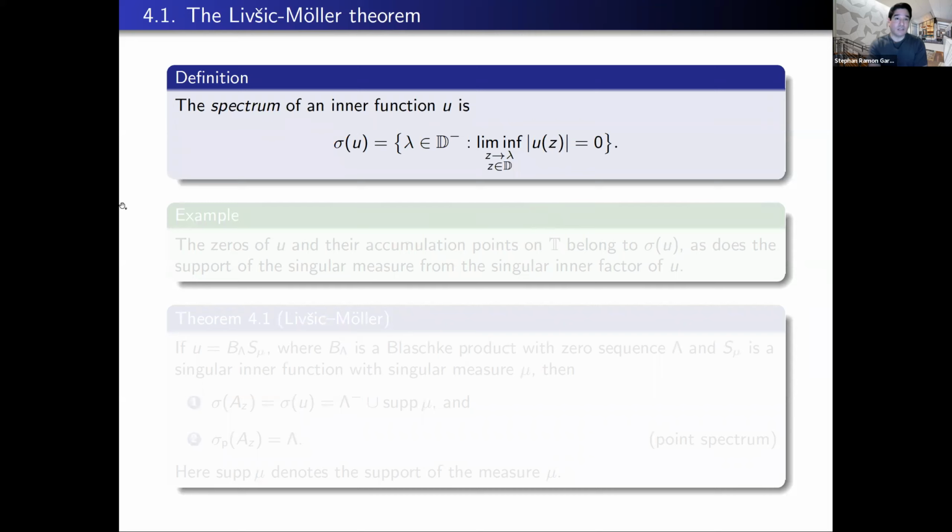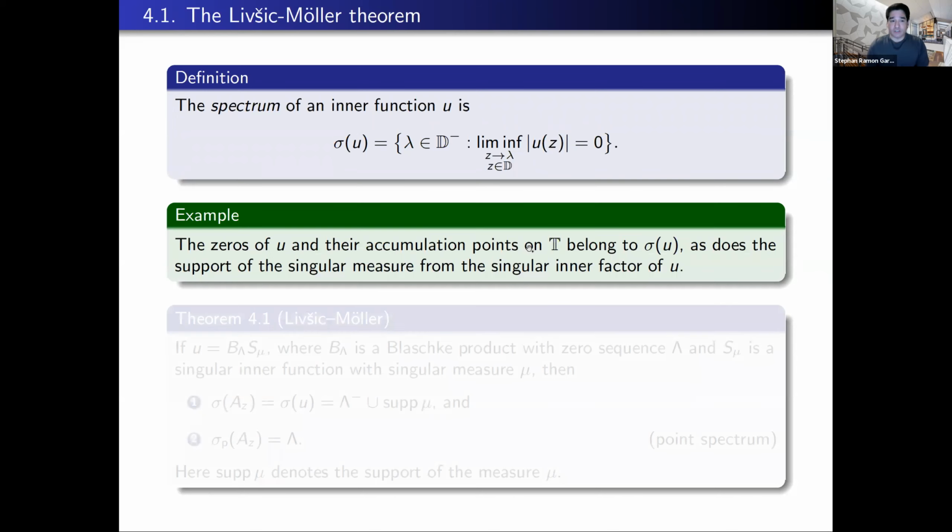Okay, so I'll continue. I'll deal with questions afterwards if there is a question. So the spectrum of an inner function is defined to be this set. And it's called the spectrum for a very good reason. It turns out to be the spectrum of the compressed shift associated to u. How do you get into the spectrum of an inner function?